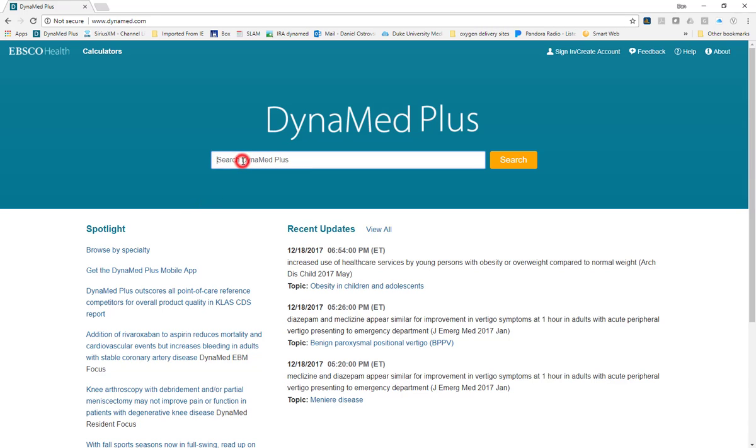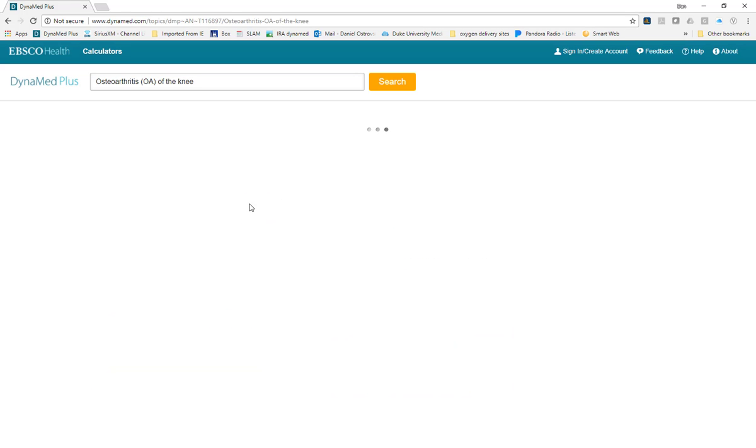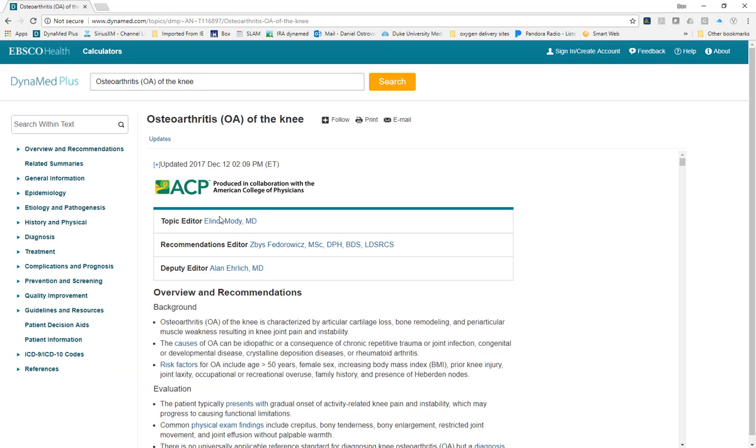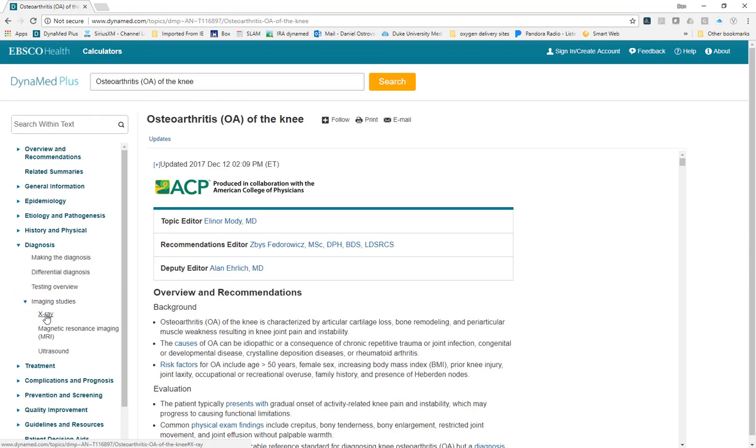So I had DynaMed Plus open up on the desktop, and I typed in osteoarthritis, and first thing we got is OA of the knee. His focus question was related to the diagnosis. So I said, why don't we go to the diagnosis tab? And I said, specifically your question was about x-rays. So let's look at x-ray.